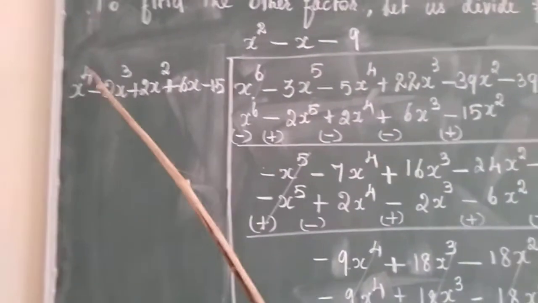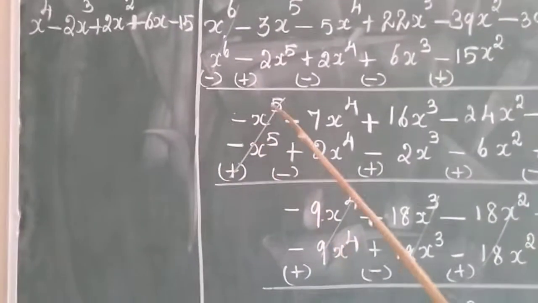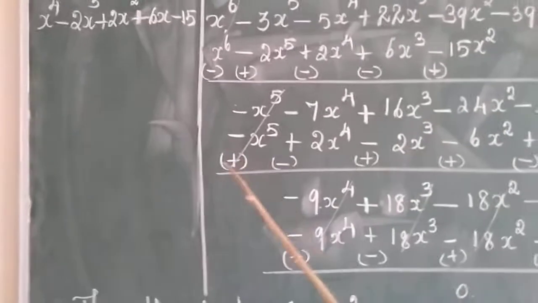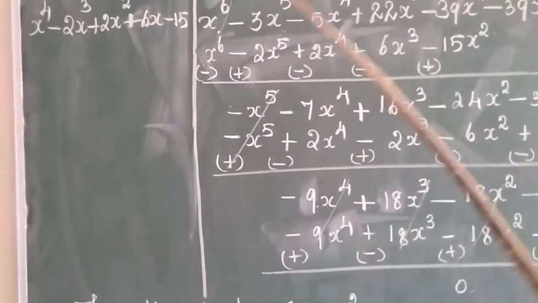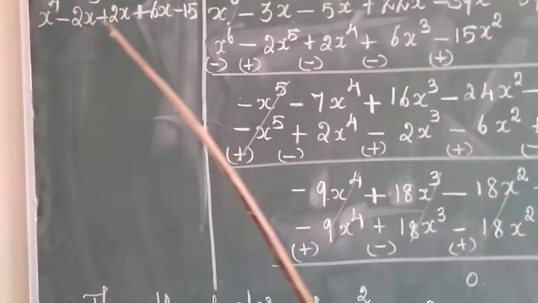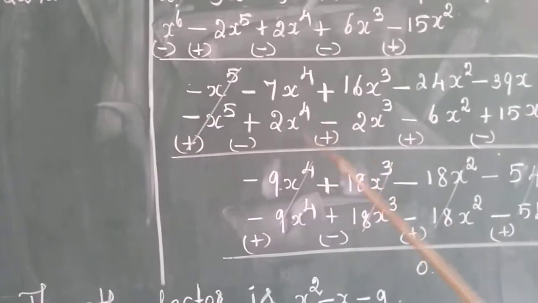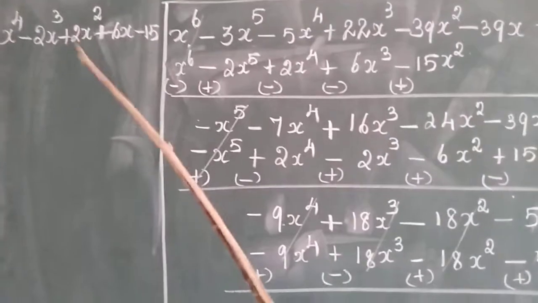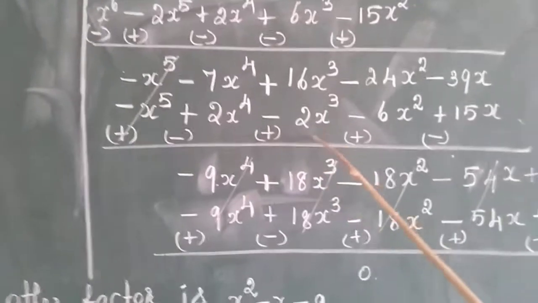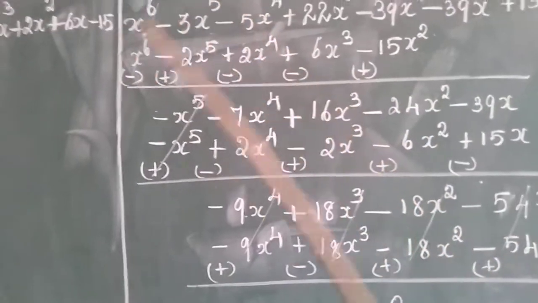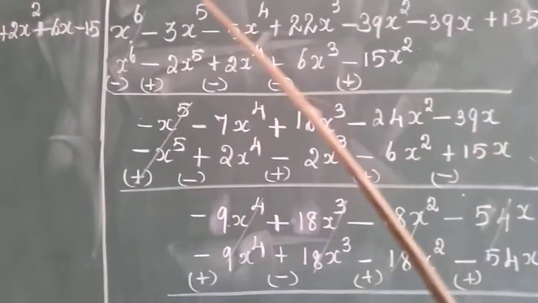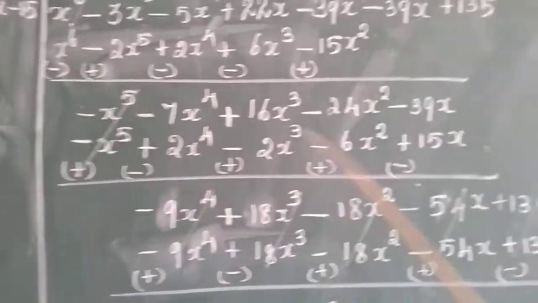Minus x into x power 4 is minus x power 5, and minus x into minus 2x cube is plus 2x power 4, and minus x into plus 2x square is minus 2x cube. Next, minus x into plus 6x is minus 6x square, and minus x into minus 15 is plus 15x.